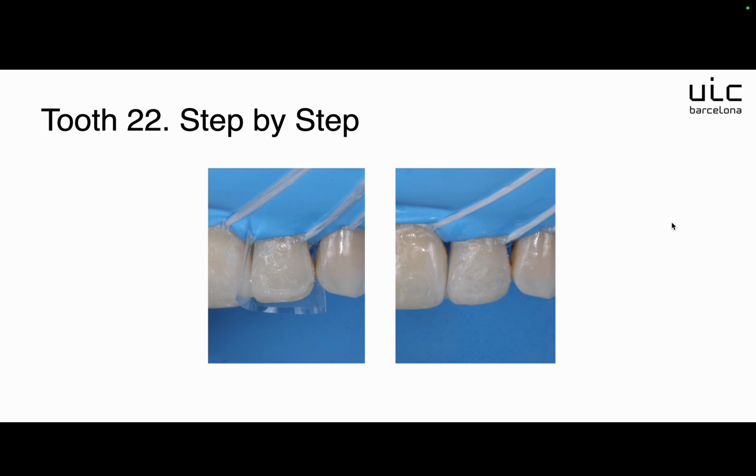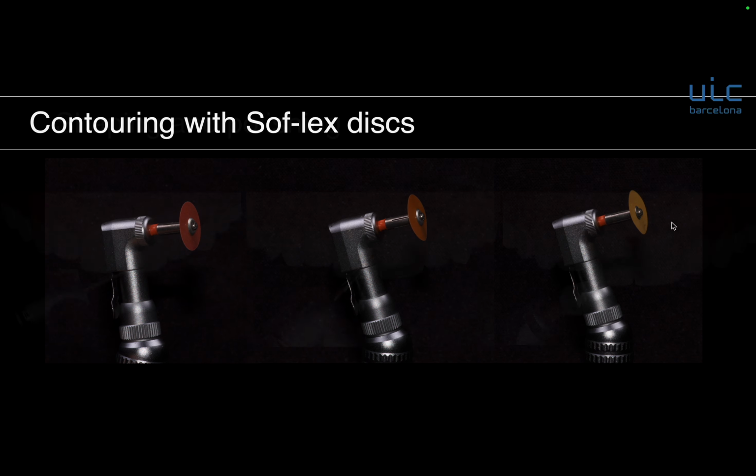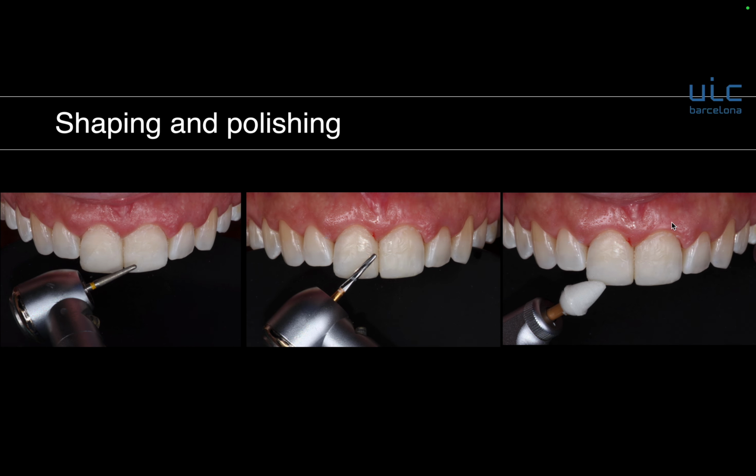So here is why I use a matrix. If I don't use the matrix, I will have composite bonded to another tooth, and we close all the interproximal walls, and the patient can't use dental floss. After we finish that, we should start to do our shaping and polishing.